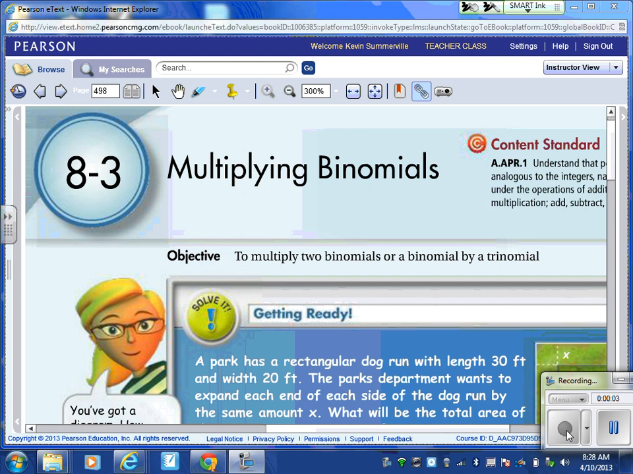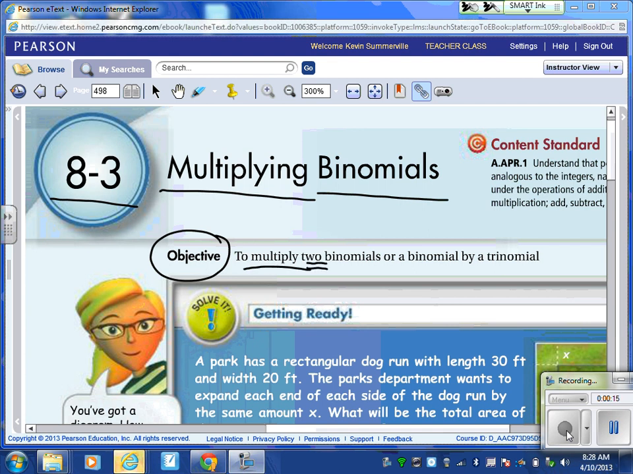Today we're going to take a look at section 8-3, multiplying binomials. Objective: to multiply two binomials or a binomial by a trinomial.